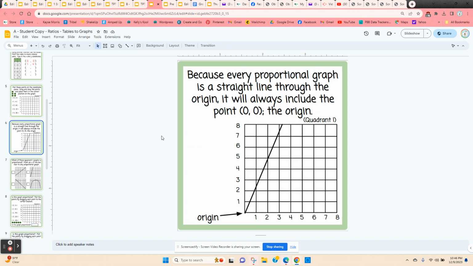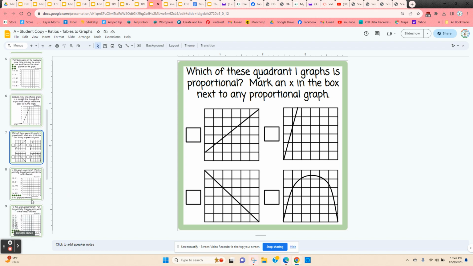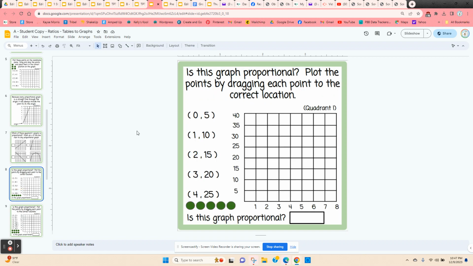Next, the students are shown that a proportional graph is always going to be a straight line that goes through the origin. So then they're going to try to identify which of these graphs is proportional, and they're going to put an X in the box next to any proportional graph, straight line through the origin. Now they have several slides where they're going to practice doing this.